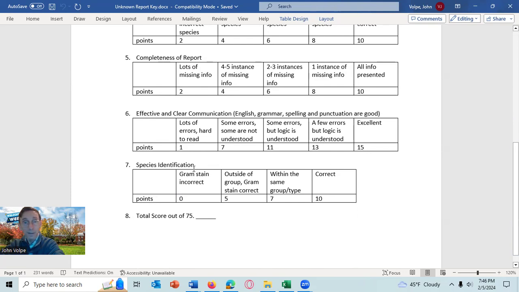The species identification, you got the correct species, 10 out of 10. You got the incorrect species, but it's within the same group, 7 out of 10. Species is outside of group, but the gram stain is correct, you'll get 5 out of 10. If the gram stain is incorrect, you'll get 0 out of 10. Total of 75 points.